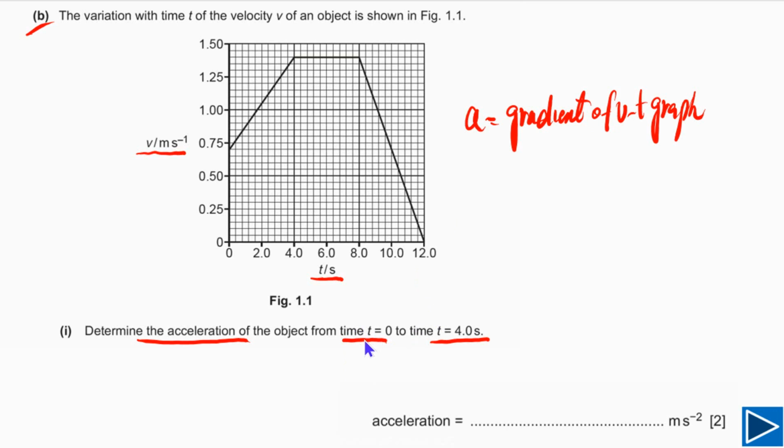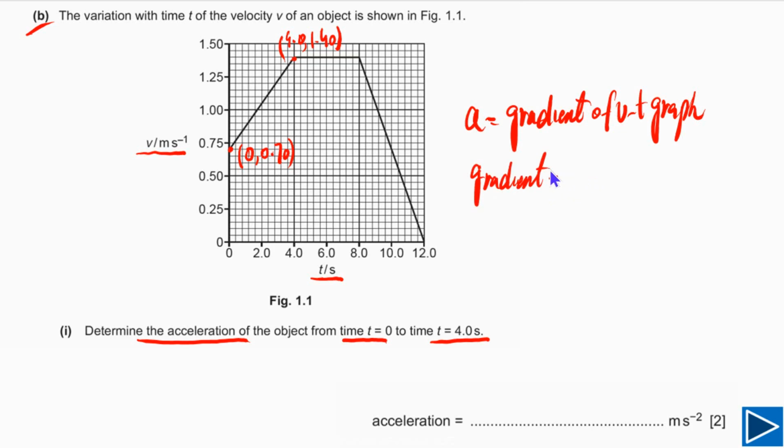As the question is asking us, we need to find acceleration from time t equal to 0 to time t equal to 4.0 seconds. So we need to find the gradient of this line. First of all, let's write down the coordinates of these 2 points. The coordinates of this point are 0, 0.70. For this point, the x coordinate is 4.0 and the y coordinate is 1.40. Now we have the coordinates, we can find the gradient.